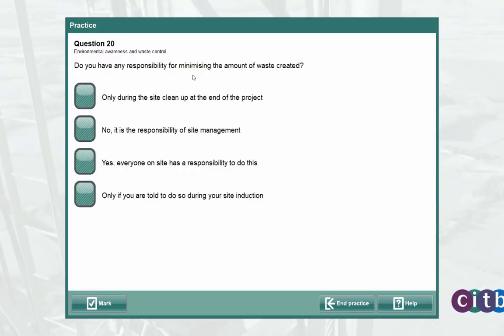Do you have any responsibility for minimizing the amount of waste created? Only during the site cleanup at the end of the project. No, it is the responsibility of site management. Yes, everyone on site has a responsibility to do this. Only if you are told to do so during your site induction.